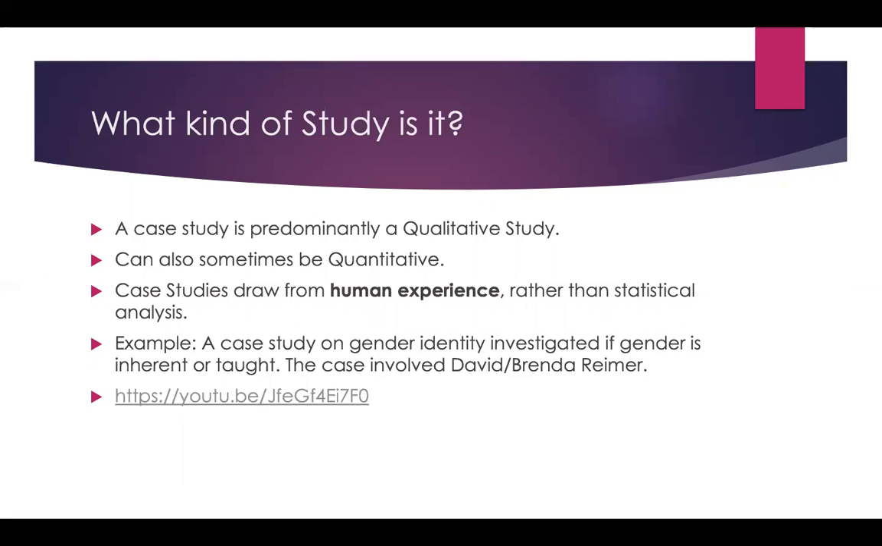An example that we have provided for you is a case study on gender identity. In this case study, it was used to investigate if gender is inherent or taught. This case study involves a man by the name of David Reimer, who suffered an accidental penile amputation as an infant and subsequently had gender reassignment surgery. He was raised as Brenda, and female gender norms were imposed on him in order to investigate whether gender is taught or inherited. So the data involved pulls from human experience rather than any quantifiable analysis.